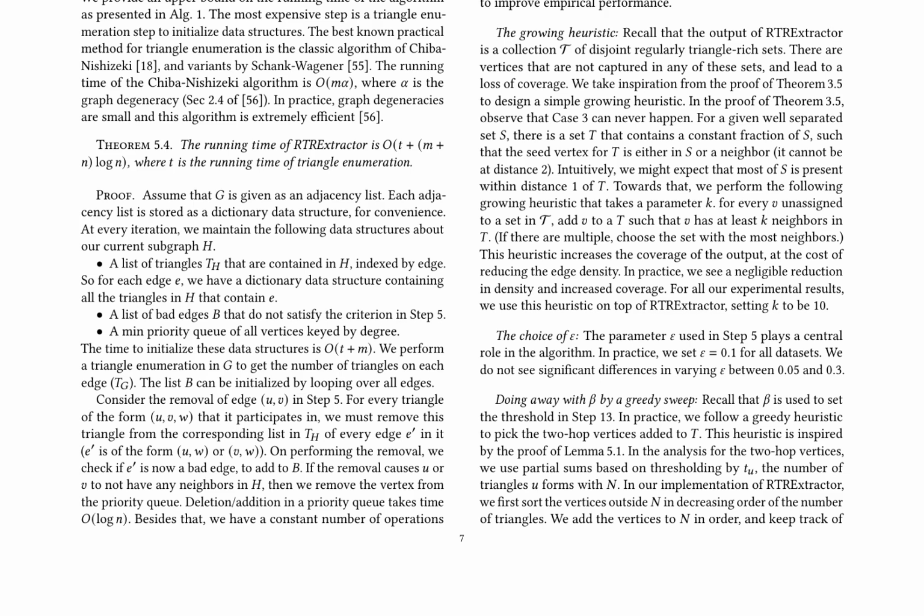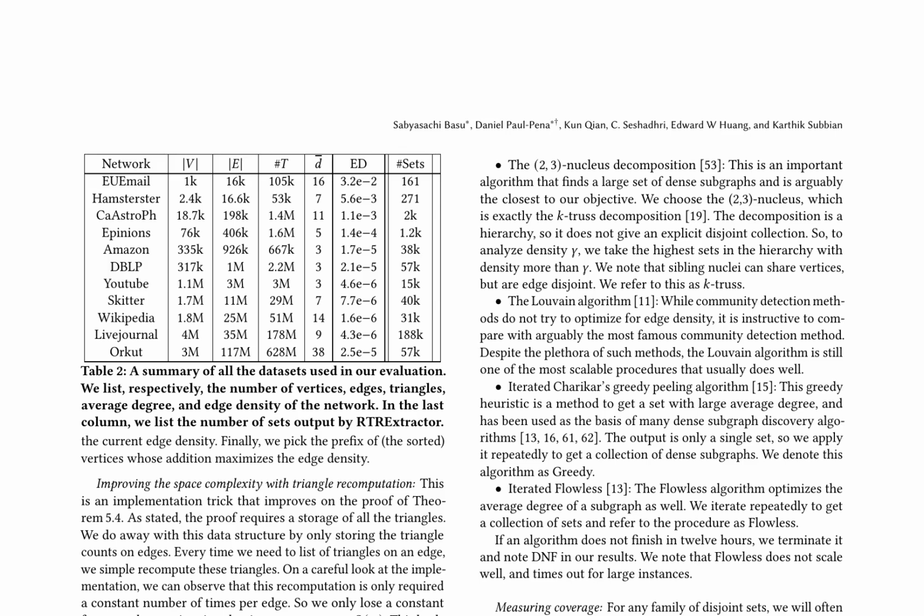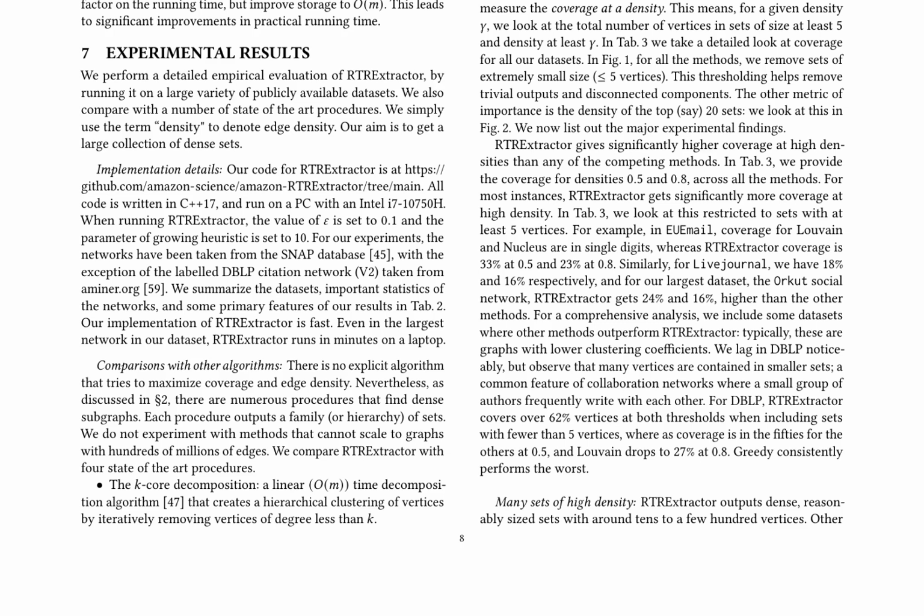The paper also presents experimental results on various datasets, comparing RTR extractor with state-of-the-art procedures like K-core decomposition, (2,3)-nucleus decomposition, the Louvain algorithm, iterated Charikar's greedy peeling algorithm, and Flowless. The results show that RTR extractor significantly outperforms other methods in terms of coverage at high densities, especially in networks with high clustering coefficients. However, it lags behind in datasets with lower clustering coefficients, such as the DBLP citation network. The paper concludes that RTR extractor is a highly effective method for finding dense subgraphs in networks, especially in social networks and collaboration graphs.